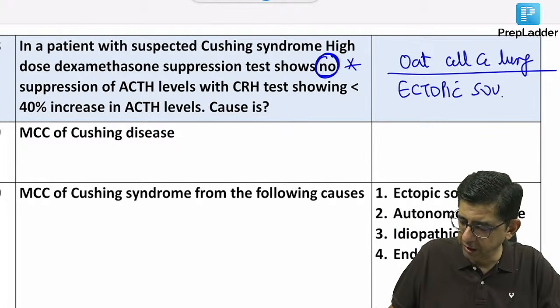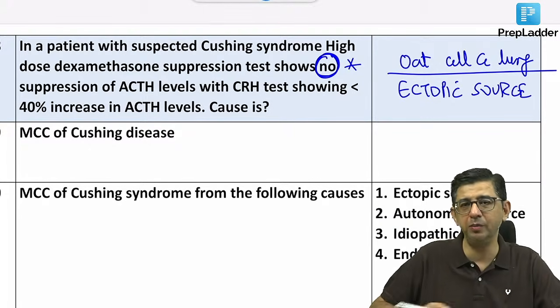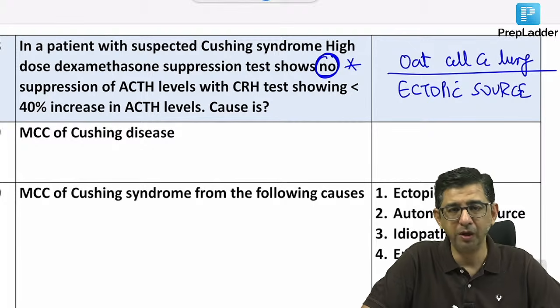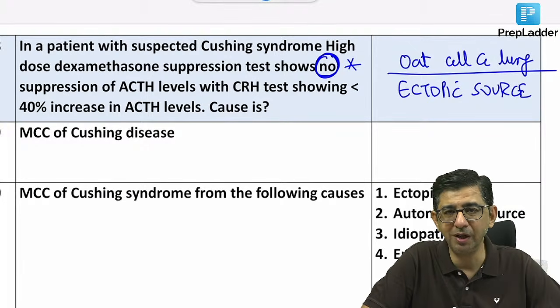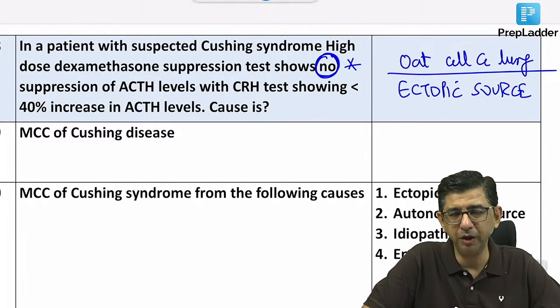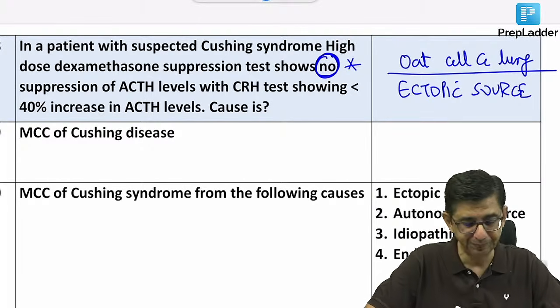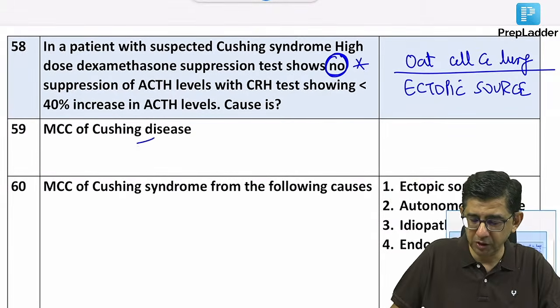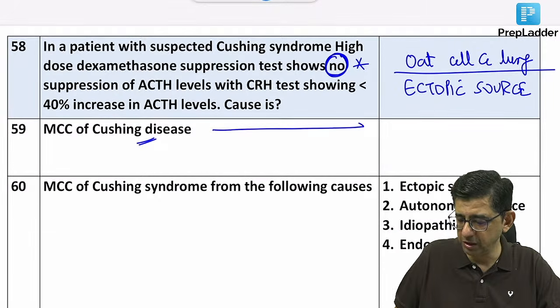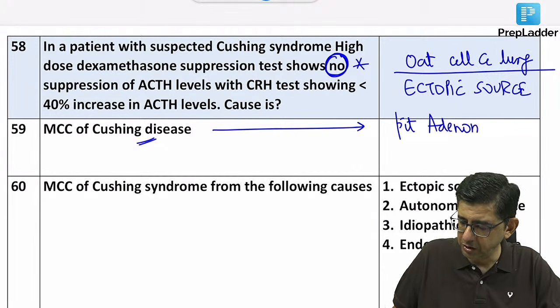He mentioned the word ectopic source. I mentioned a similar kind of question earlier also, but just to bring it to your attention, oat cell cancer was mentioned as ectopic source, understandably so, because normally we don't have ACTH being produced in the lungs. Then if he asks what is the most common cause of Cushing disease, the answer would again be pituitary adenoma, which would be referred to as an endogenous cause.